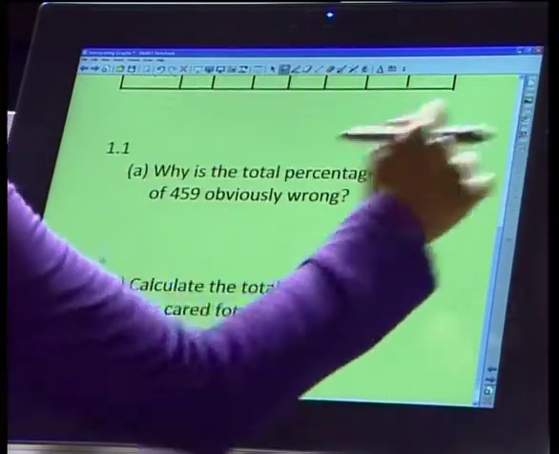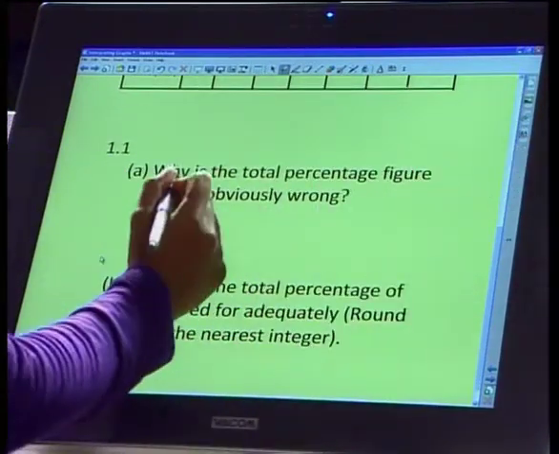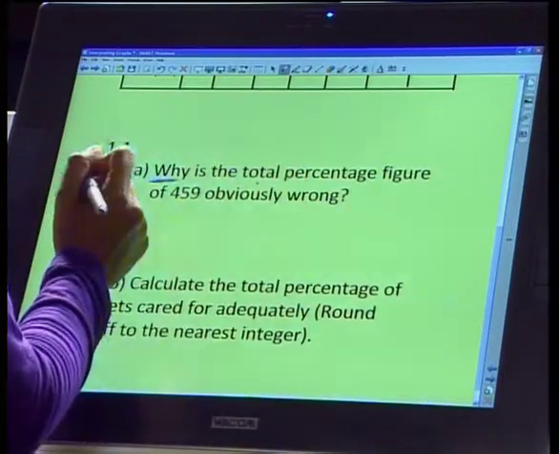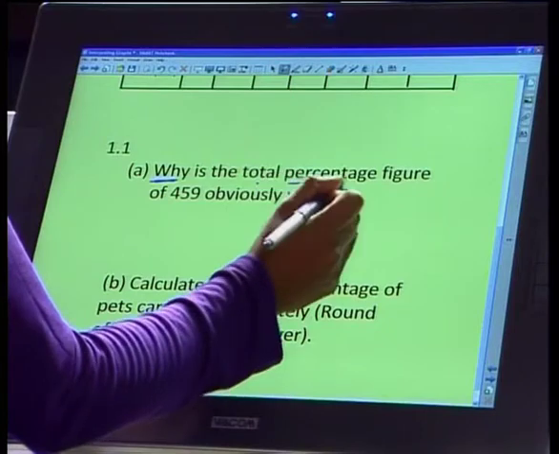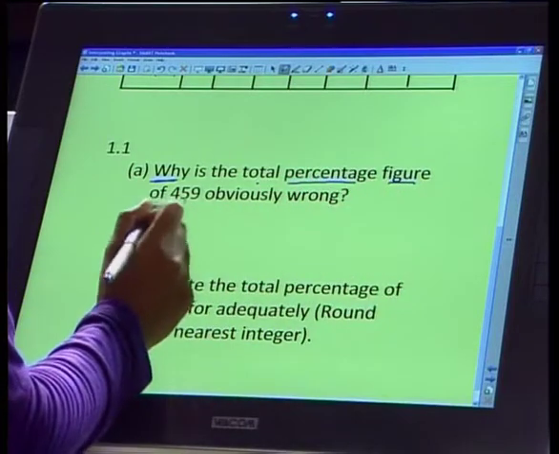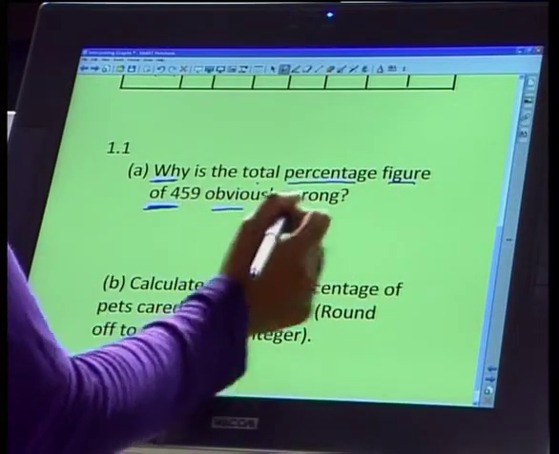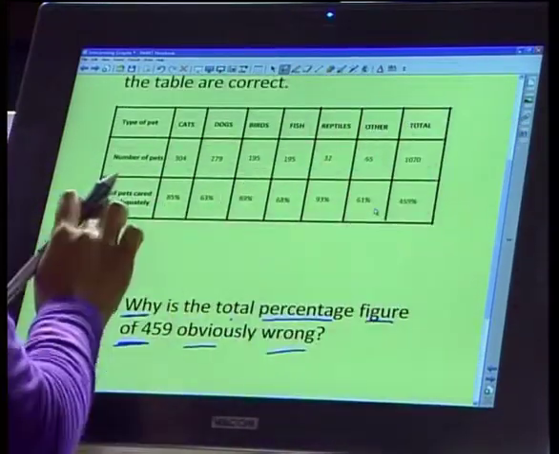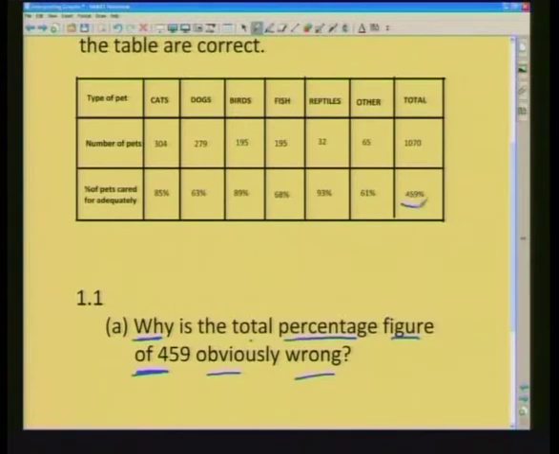Question 1.1a, why is the total percentage figure of 459 obviously incorrect? So let's go to the total and the percentage figure. There we go. So we've got a total of 459% of all pets cared for adequately.